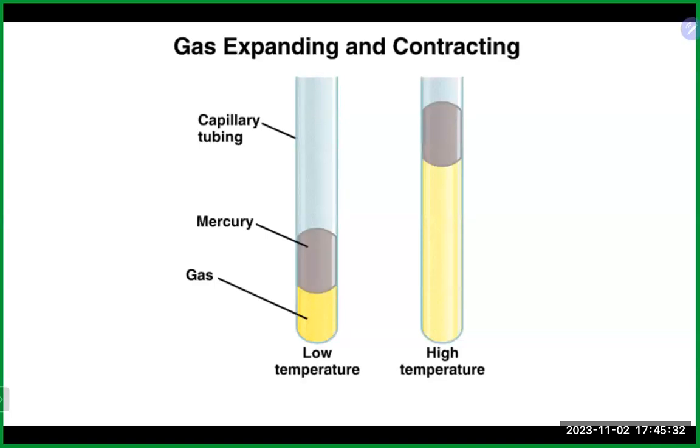All right. The next relationships we're going to look at are really two relationships. We're going to look at the volume and temperature relationship, and we're going to hold pressure constant. We're also going to look at the pressure and temperature relationship, and we're going to have a constant volume. So let's start with the one on the right here.